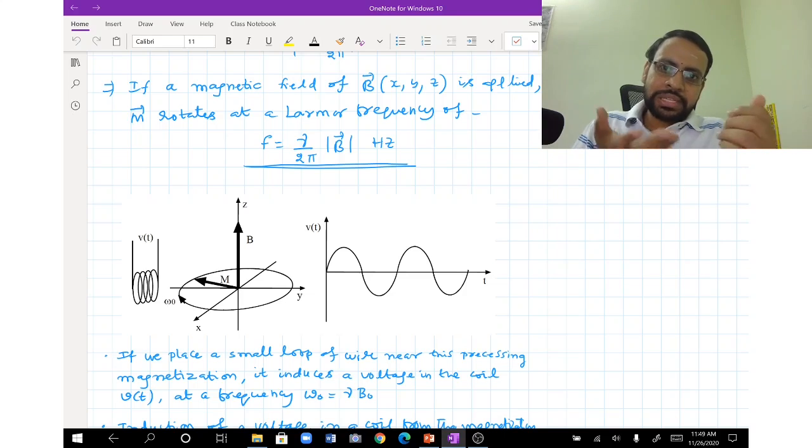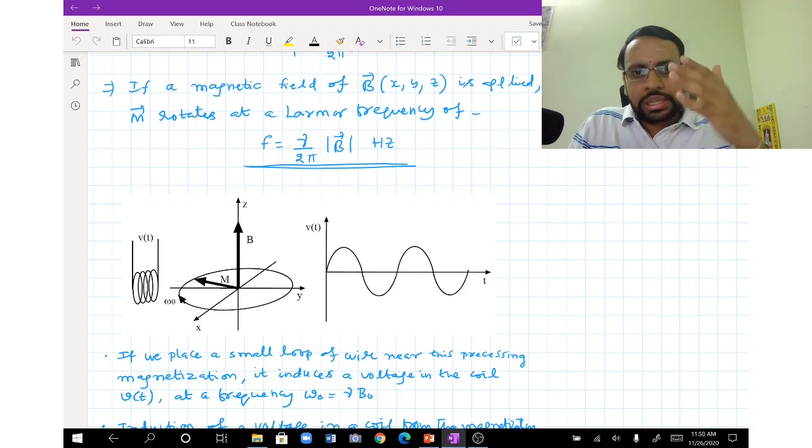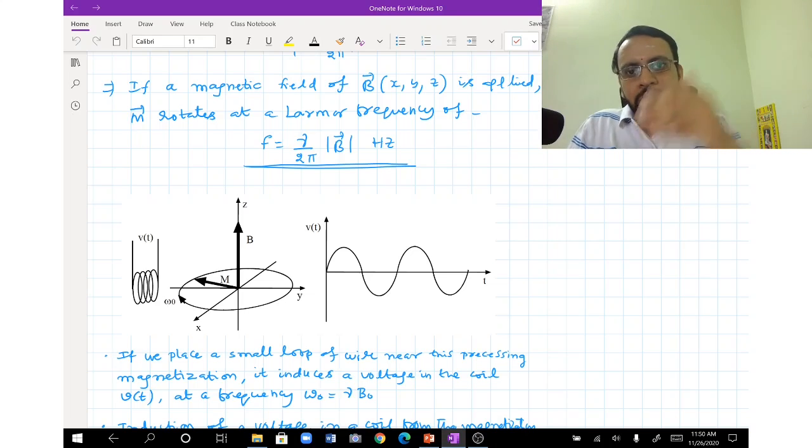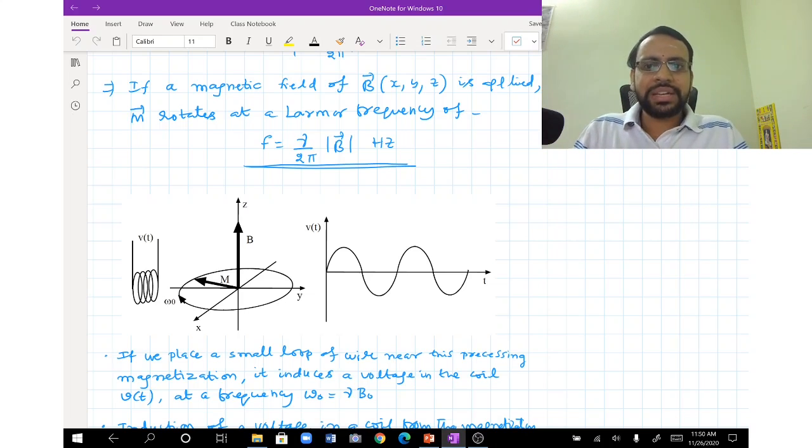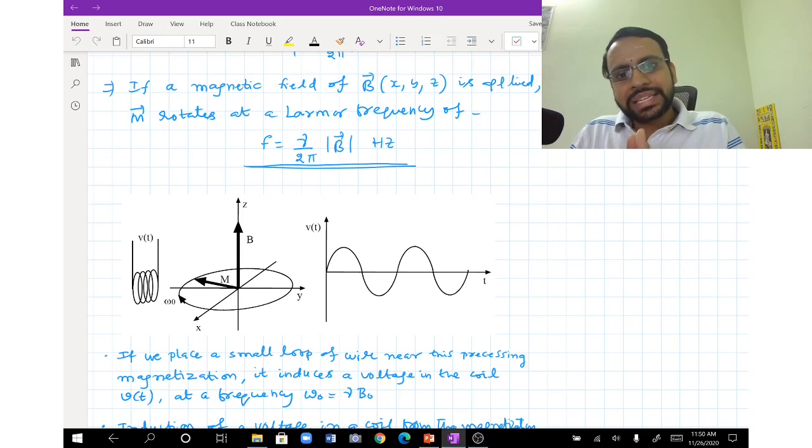So this coil, you keep it in the xy plane, and this is the same coil that you have used earlier for transmitting the B naught. Then you stop transmitting, and you use it as a receiver. Why do we call it an RF coil?